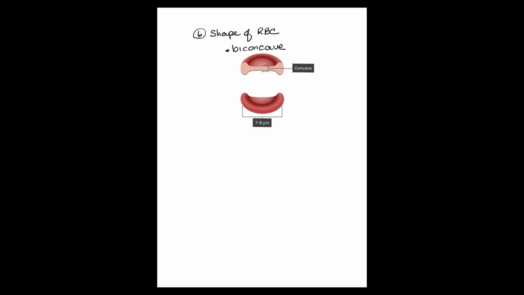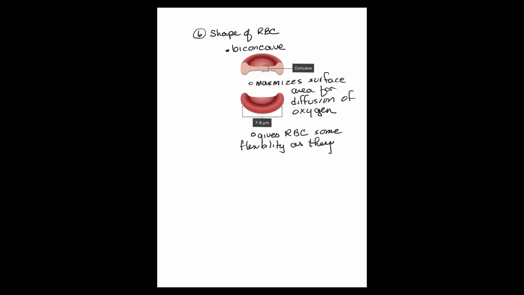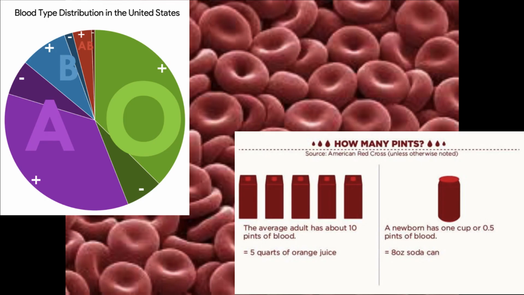Another critical thing about blood in terms of form fits the function is the biconcave shape of red blood cells. It maximizes the surface area of that volume so it can allow for the diffusion of oxygen into and out of that cell really fast. It also gives the red blood cells some flexibility because when they move through blood vessels, they're going to fold and bend and all that kind of stuff. And it's that shape that gives them that option.